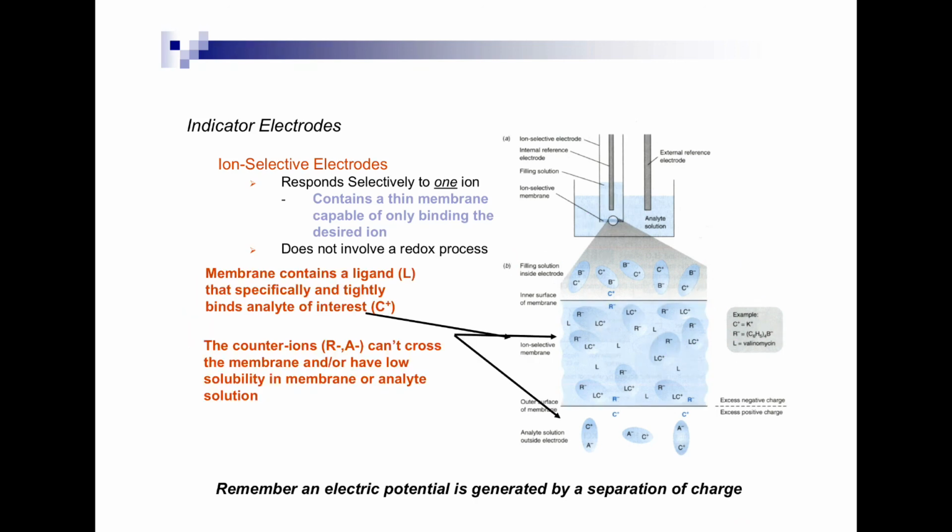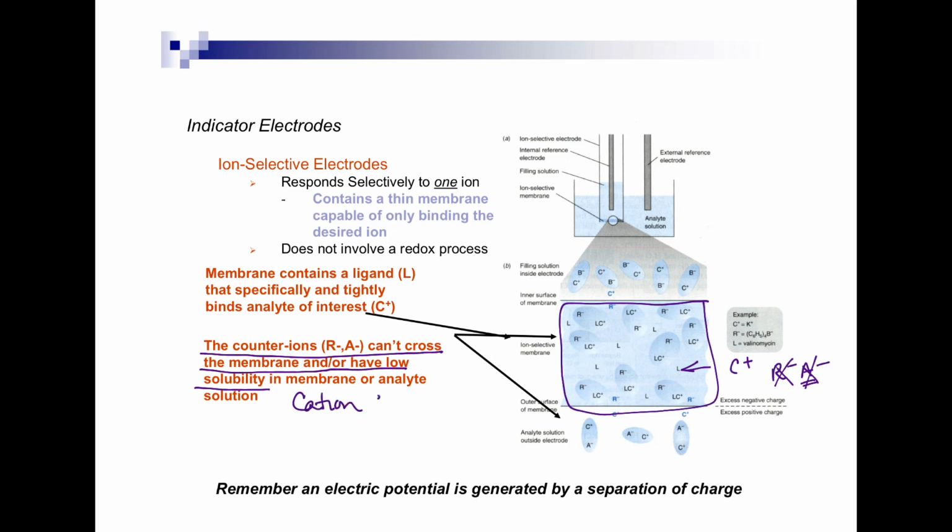Now, the reason why this is an ion selective membrane is because this ligand is only attracted to the cations. It's not attracted to any kind of counter ions. That's just any anion there. So it's not attracted to those guys. And so we say that the counter ions can't cross the membrane, or they have low solubility. So it's not that they can't cross at all. It's just that they are much less soluble than the cations, the C pluses.